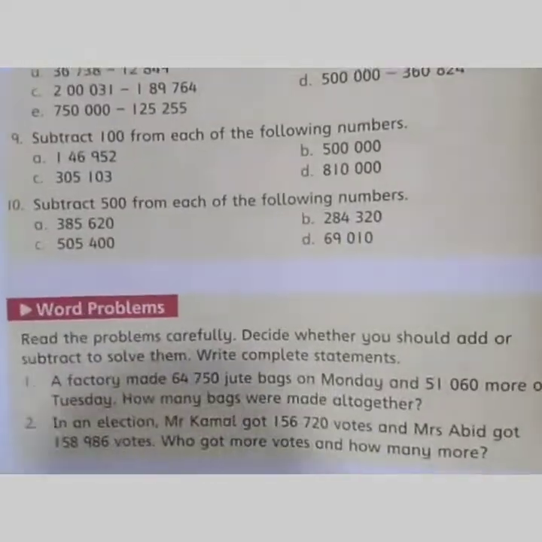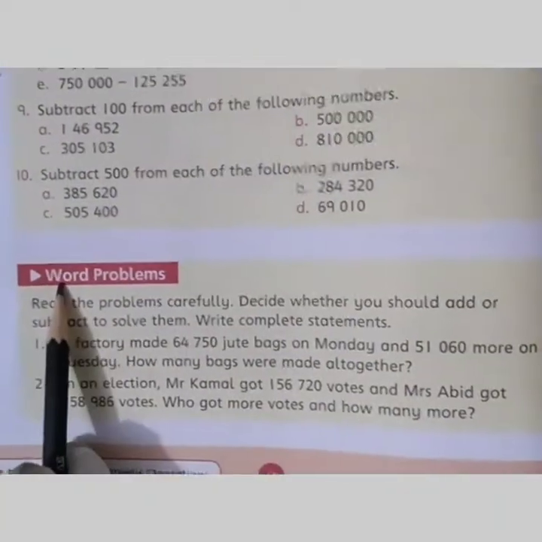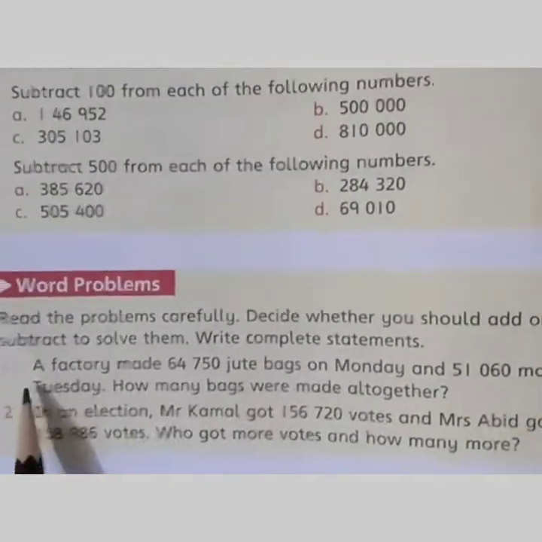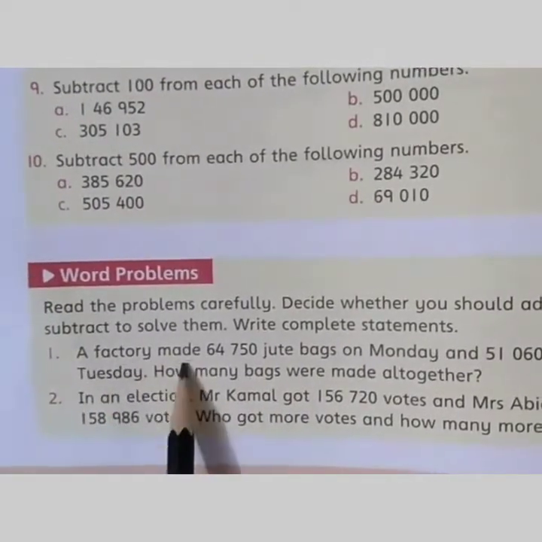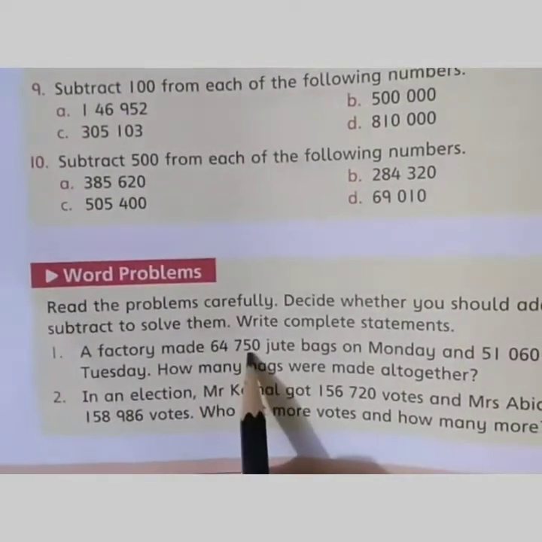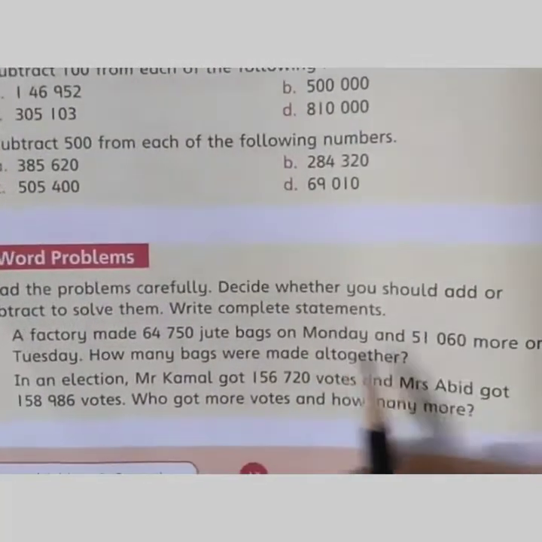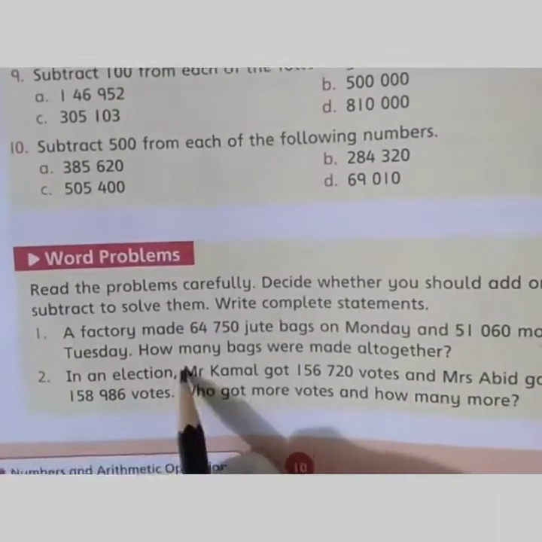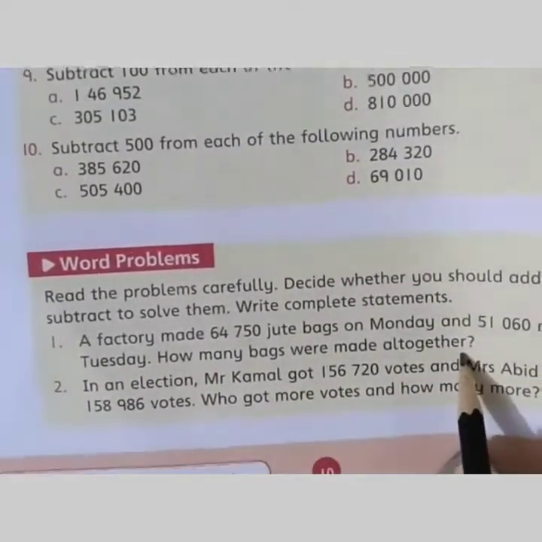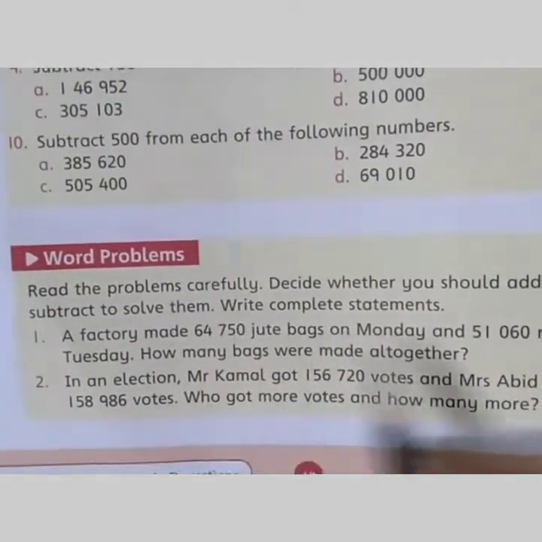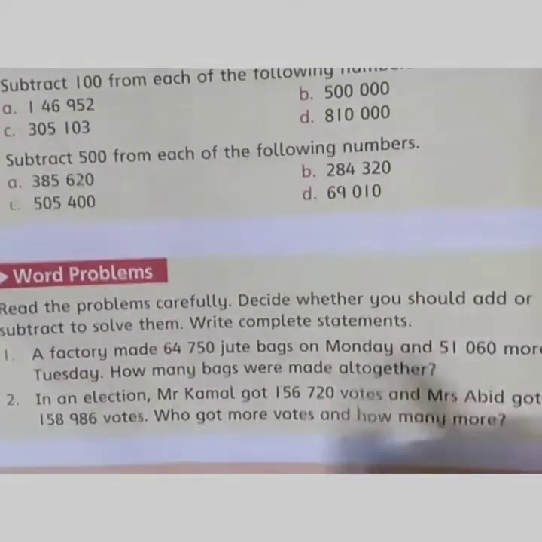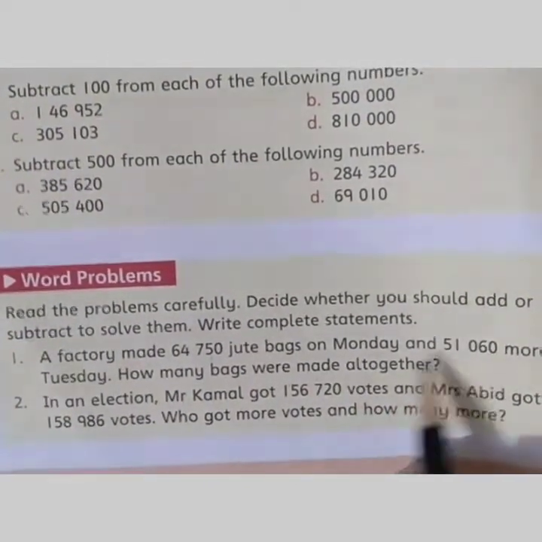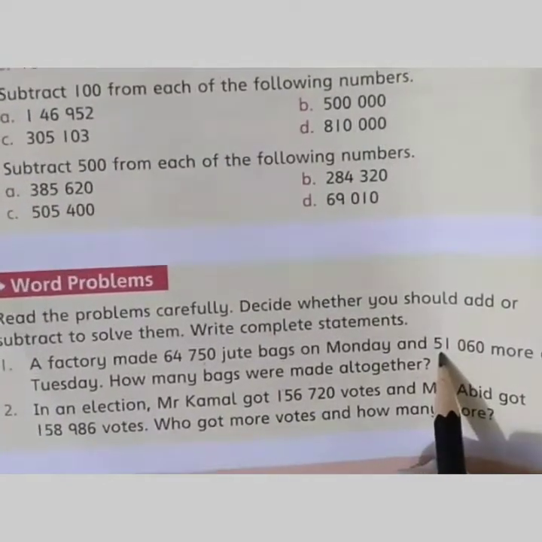Now page number 10, word problems. You have to do these word problems in your notebooks. Question number 1. A factory made 64,750 jute bags on Monday and 51,060 more on Tuesday. How many bags were made altogether? On Monday, how many bags? On Tuesday, these bags. We have to find the bags altogether, which means we have to add these two numbers for our answer.